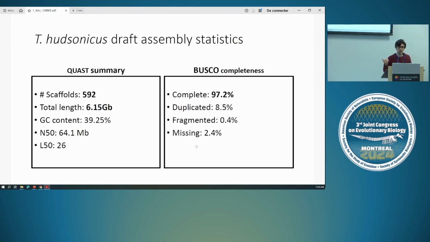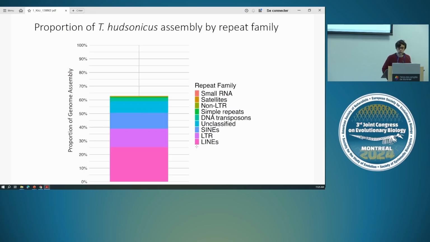And this assembly would then be used as the basis for our repetitive analysis of the genome, which I'm about to show you, where we break it down by repeat family. So this is the proportion of the T. hudsonicus genome that is taken up by repetitive content. As you can see, it's a lot, almost 2/3. In context, remembering that the genome size is about 6.1 gigabases, we're looking at 3.8 gigabases of just repetitive content. Remember, the eastern gray squirrel has an entire genome size of 2.8 gigabases, and this is actually larger than that.